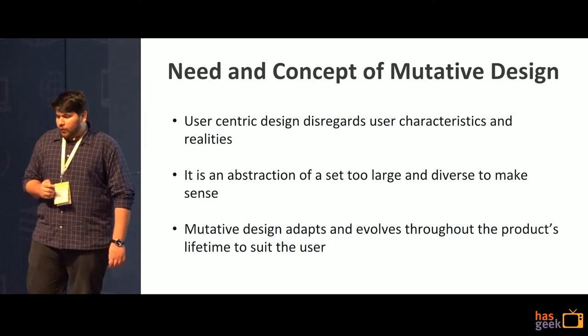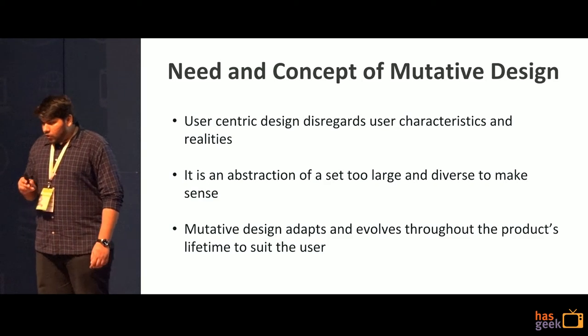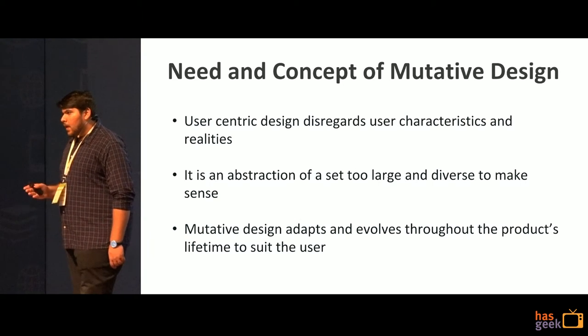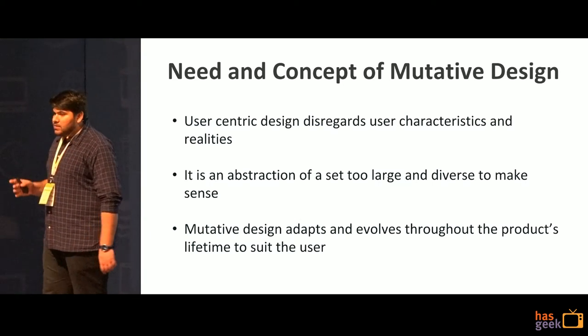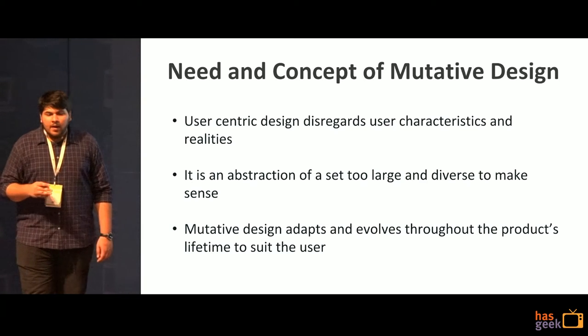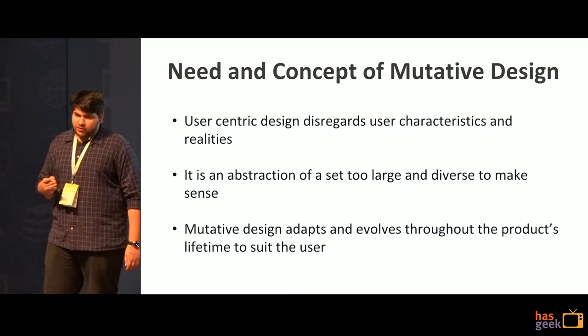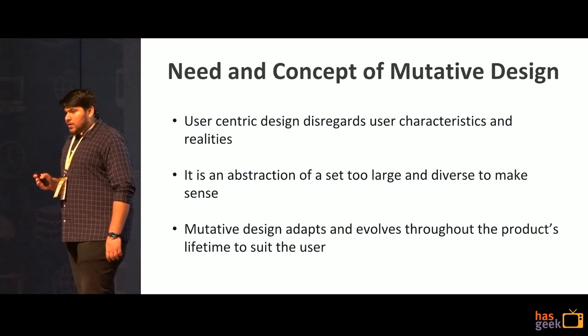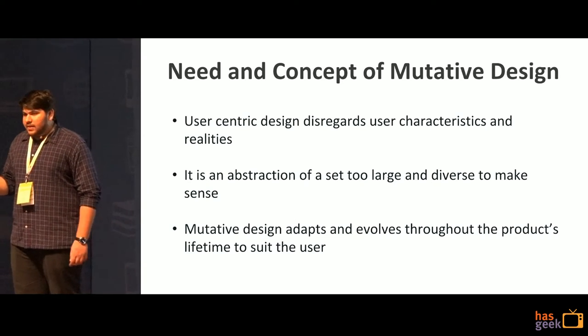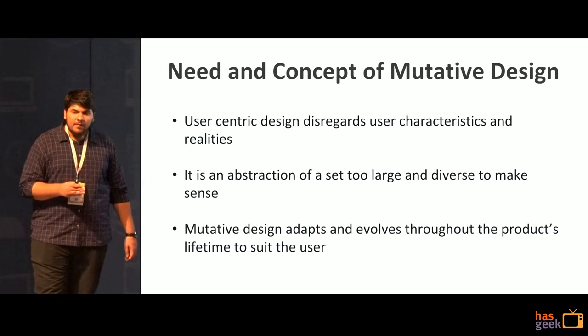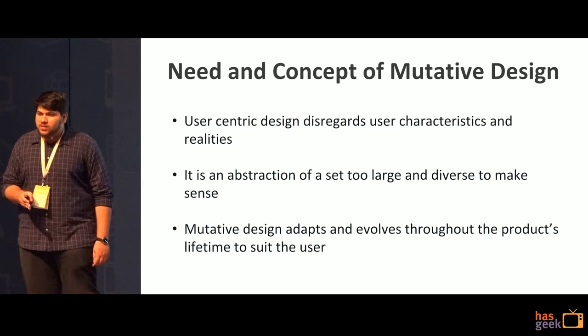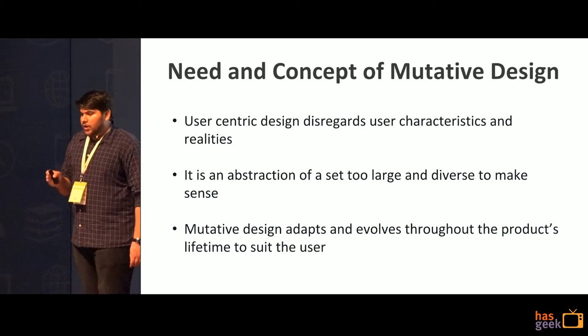Let's have a quick recap of what we talked about. So, we talked about user-centric design and how that disregards the diversity in our population by overlooking simple things that define a user and make each of us unique. It's an abstraction of a very large set, because human beings are very varied, and combining them into one user and designing for that user doesn't make sense.